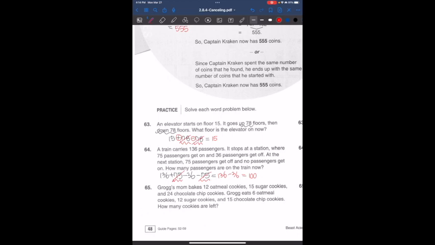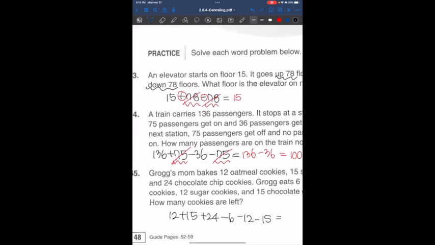Now, even though we have different types of cookies, oatmeal, sugar, and chocolate chip, the question is asking us to figure out how many cookies are left. So not considering the type of cookies, we're going to just count the number of cookies itself. So she baked 12 cookies, 15 cookies, and 24 cookies. Then Grog eats 6, 12, and 15. So how many cookies are left?